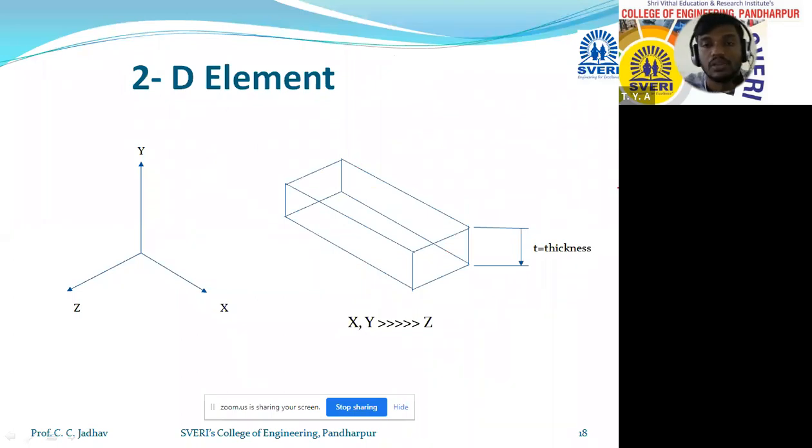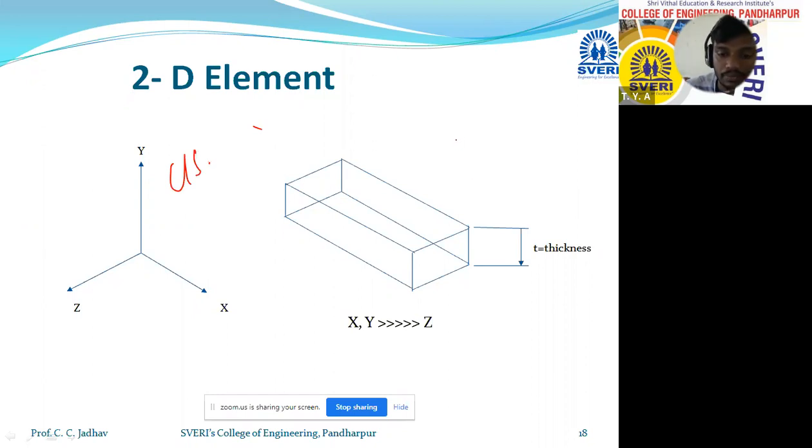Second, two dimensional. Now you can see, as per the previous one dimensional, the definition of the two dimensional is that we have to provide the third dimension. Okay, it means the first two dimensions are far greater than the third one, so that is called a two dimensional type. So now you can see here, this is our coordinate system as usual. Coordinate system, this is an example.